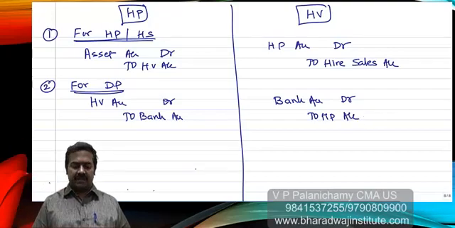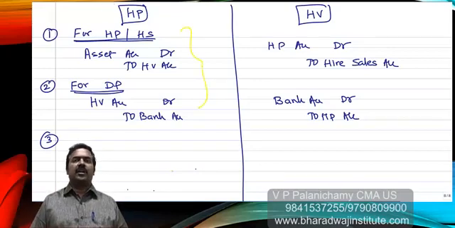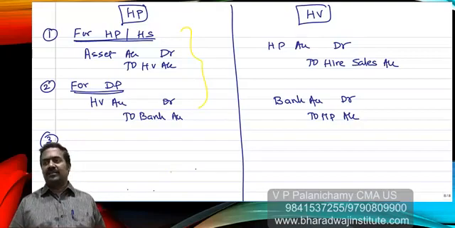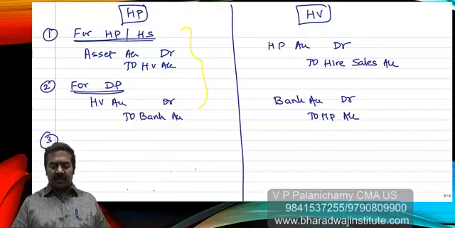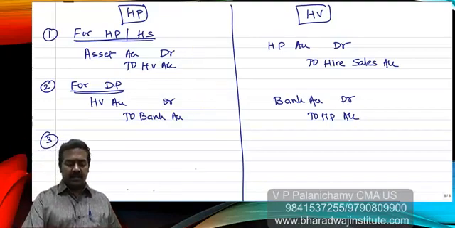Okay, payment received. Next. Remember, these two entries will come only once, on day one: transfer of asset and down payment collected. Hereafter, whatever we pass will get repeated each year. Okay, what is the next one?